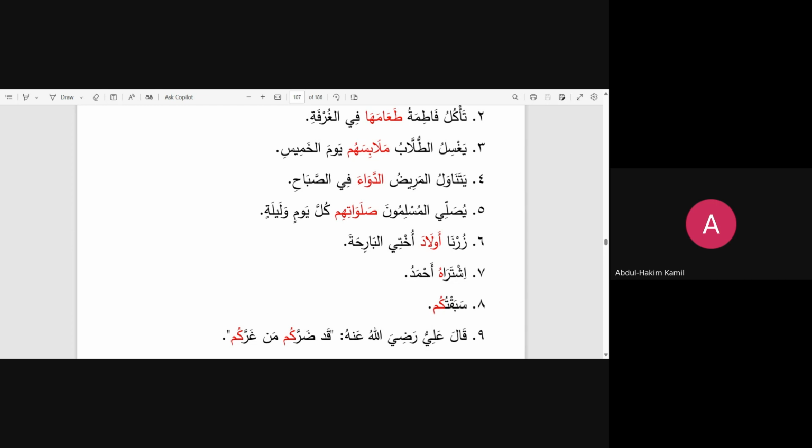Tayyab, this one is a hard one here. This is my pothole that I put in the tariq. This is my pothole. This is a designer pothole.